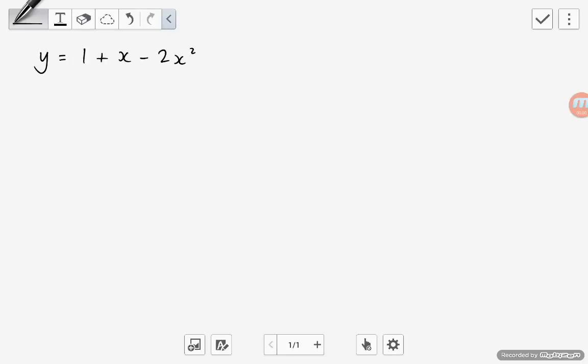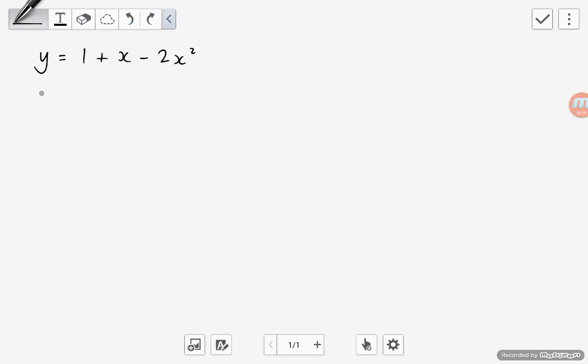Right, in this question, we have to draw the graph of y equals 1 plus x minus 2x squared using our knowledge of calculus. So first of all, we need to know whether this curve, and it will be a curve, will either be a maximum curve or a minimum curve, based upon the fact that we're dealing with an x squared term.